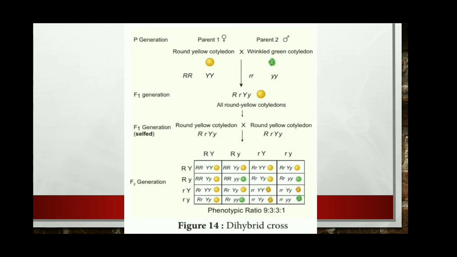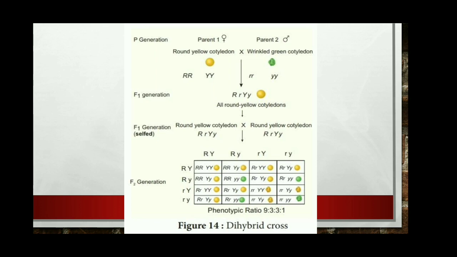Then another parent, wrinkled green. The wrinkled is recessive, that's why it is denoted by small r, and the green, that is also recessive, is denoted by small y. So in his dihybrid experiment, Mendel selected two plants. One parent is round yellow, denoted by capital R, capital Y. Another parent is wrinkled green, and its genotype is small r, small y.